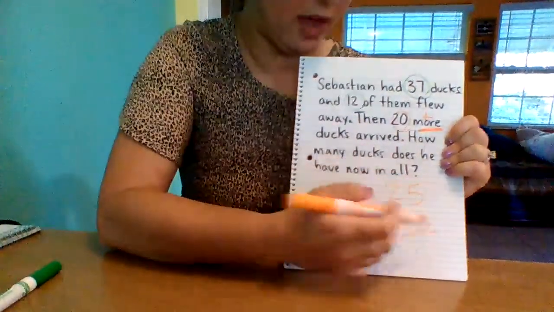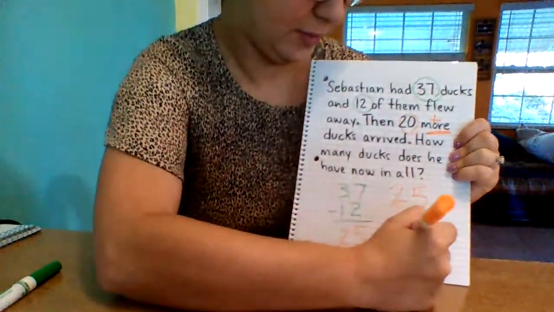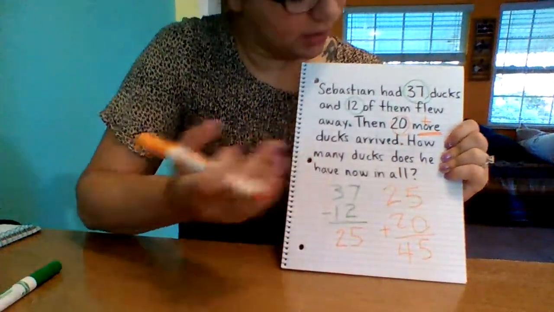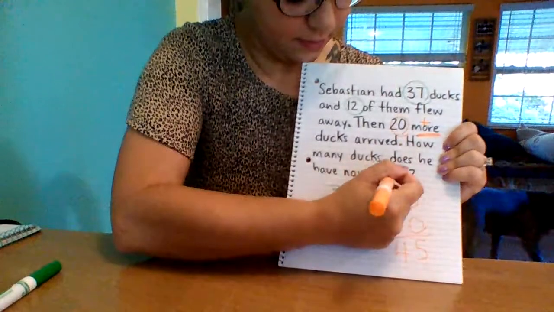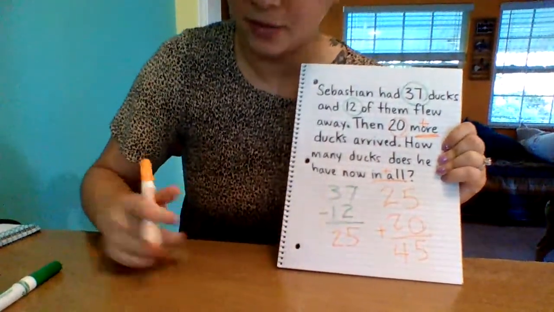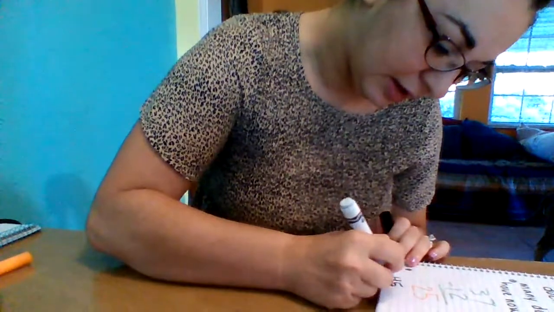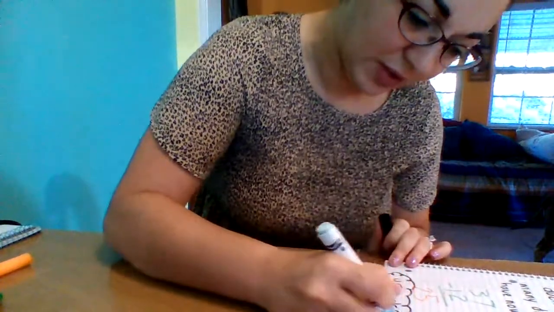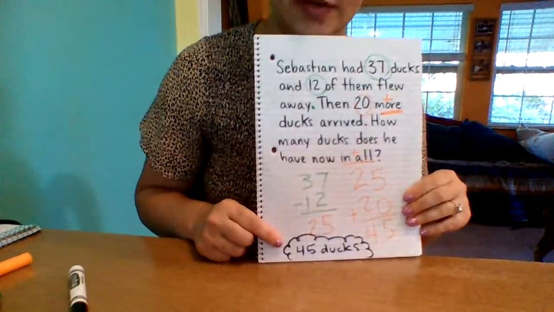Start with the ones place. 5 plus 0, still 5. 2 plus 2 is 4. So how many ducks? Oh, we didn't even read the end sentence. How many ducks does he have now in all? In all, Sebastian has 45 ducks now, right? And maybe we want to write that on the bottom and circle it, because I'm always telling you to put your answer in a bubble. That way I know what your answer was after you fill up a page with work. And you should be doing this if you're at home showing your work. Okay, so now he has 45 ducks in all.